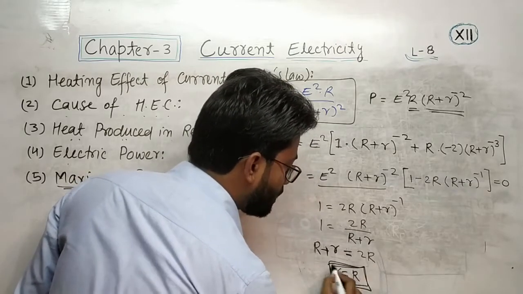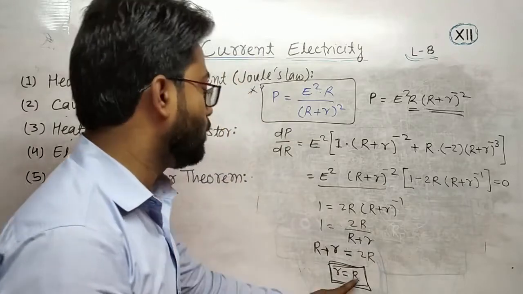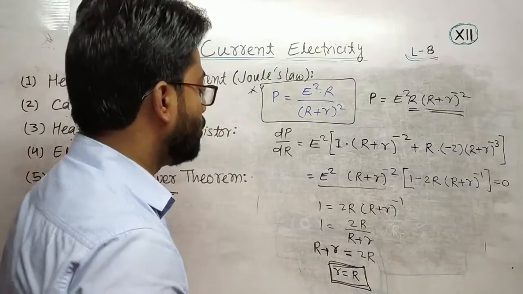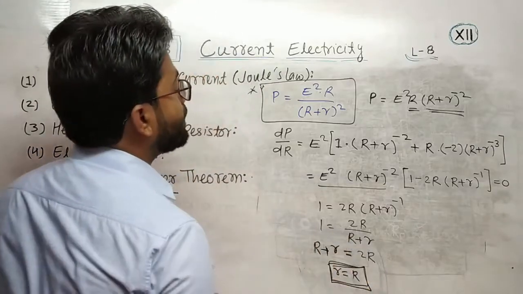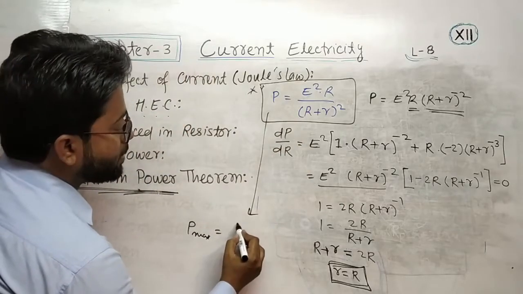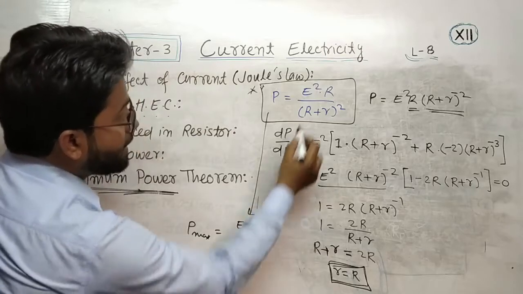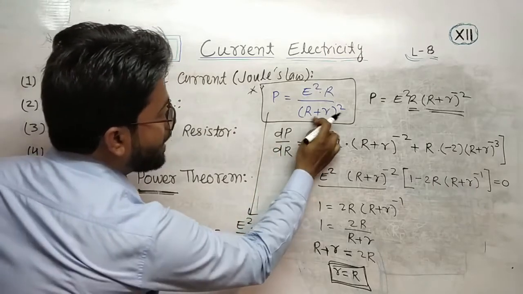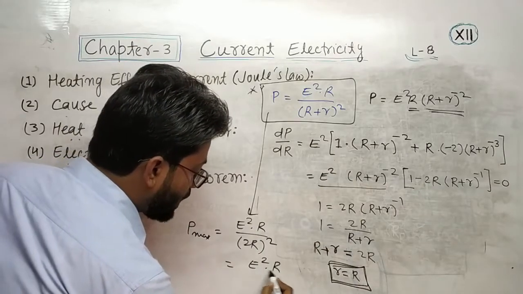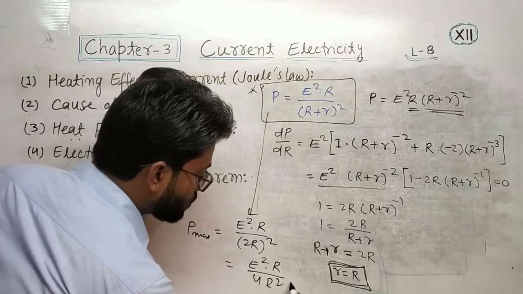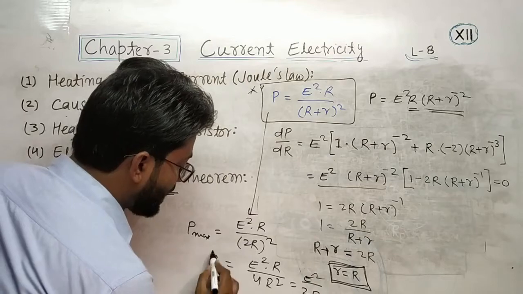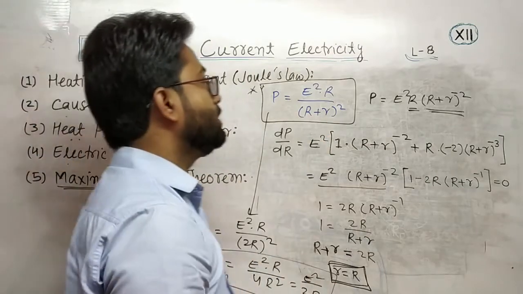Maximum power will be produced when internal resistance and external resistance both are the same, both are equal. Then maximum power will be equals to E square R upon (R plus r), in place of small r we can write R, so (2R) whole square, E square R upon 4R square, E square upon 4R. This is for maximum power. This is the second method.